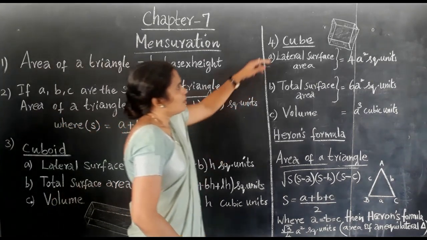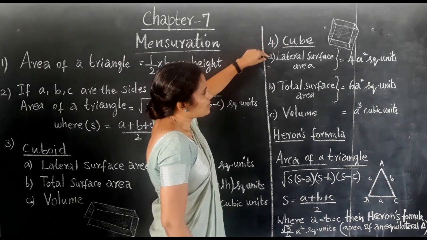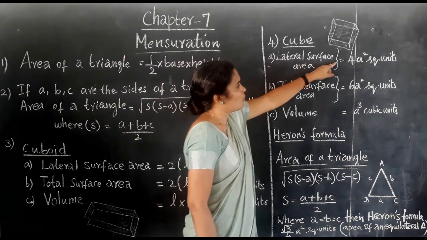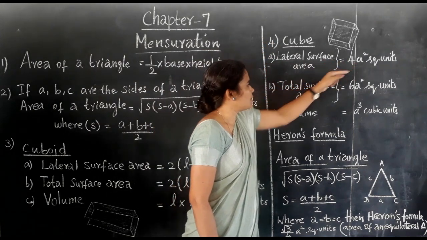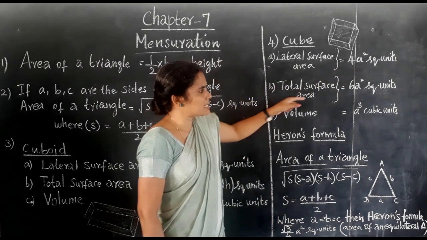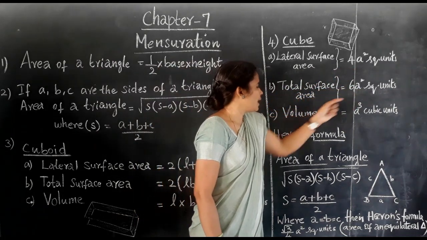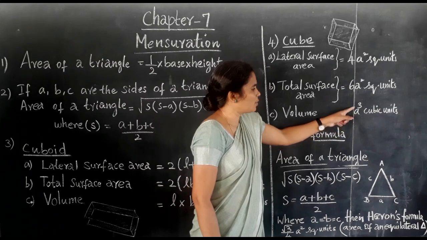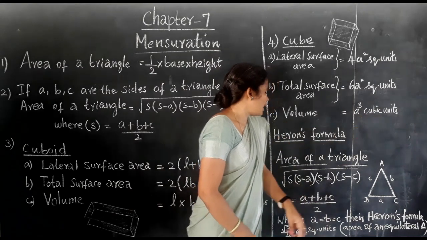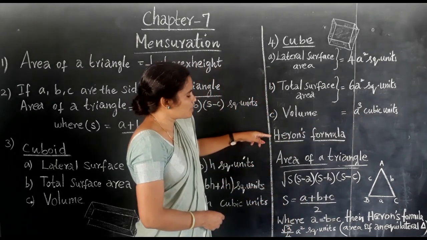And then cube. So lateral surface area is equal to 4a square units, and the total surface area of a cube is 6a square units. And volume is equal to a cube cubic units. And then here we have Heron's formula.